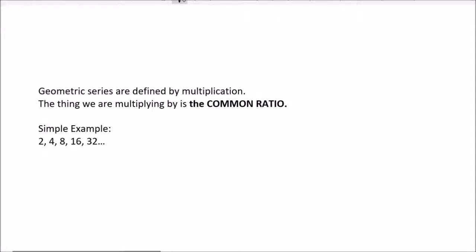So let's figure out what a geometric series is. We sort of already talked about it. It's defined by the operation of multiplication. Here we have an example: 2, 4, 8, 16, 32. The thing we're multiplying by is called the common ratio. I have that in bold because it's an important vocabulary term that comes up a lot. We call the common ratio r. That's usually how it's denoted. In this example, r is 2.